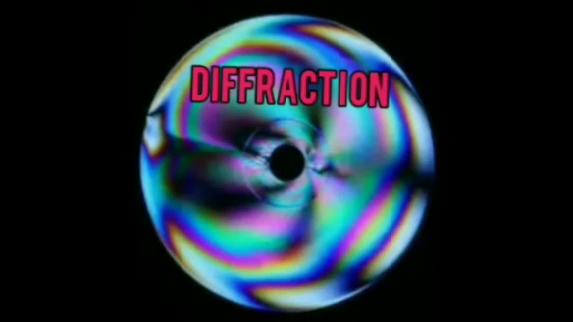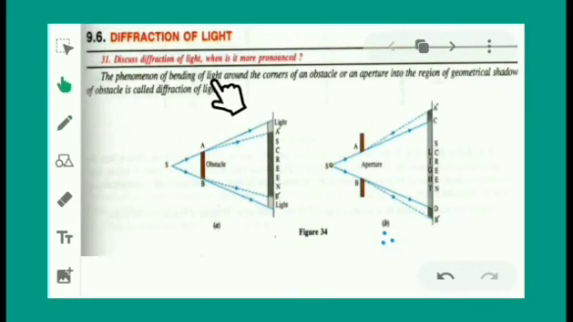Have you seen different colors on a CD? This is also due to diffraction. Now, in detail, we will see what diffraction is.